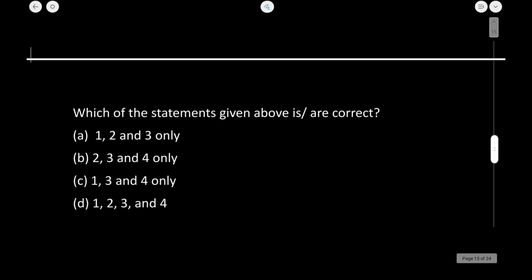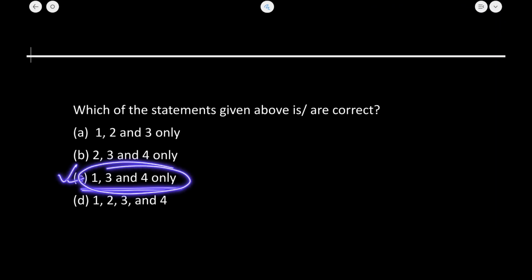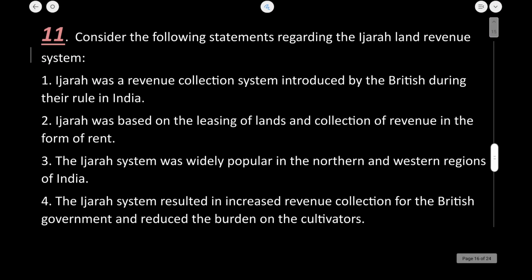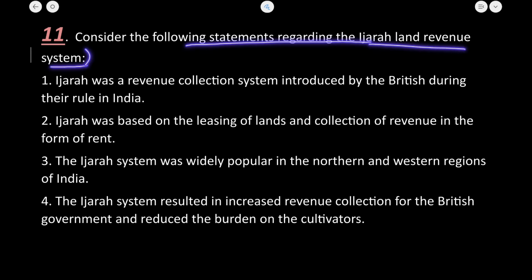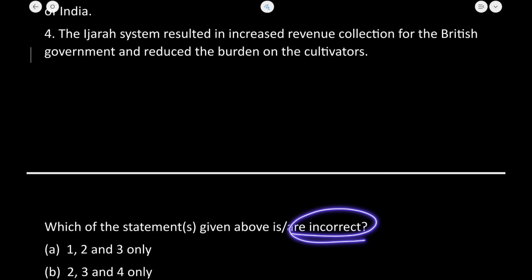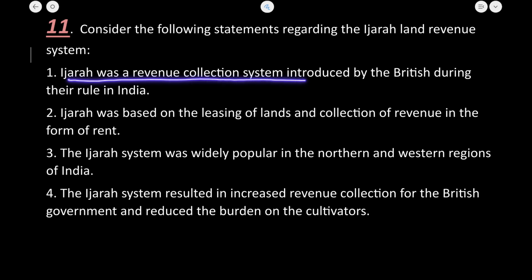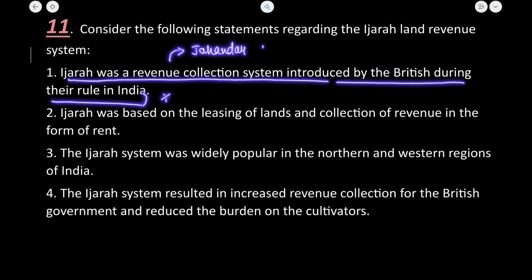We eliminated the second statement; 1, 3 and 4 is correct. Let us now move to the next question. Consider the following statements regarding the Izara land revenue system. Now we have to mention the incorrect statements here. So let's see. The Izara was a revenue collection system introduced by the British during their rule in India. No भाई, ये मैंने पहले ही बताया था। The Izara system was introduced by Jahandar Shah, ठीक है, not the British. So the first statement is incorrect.